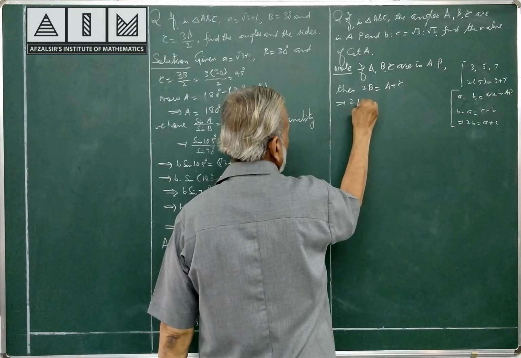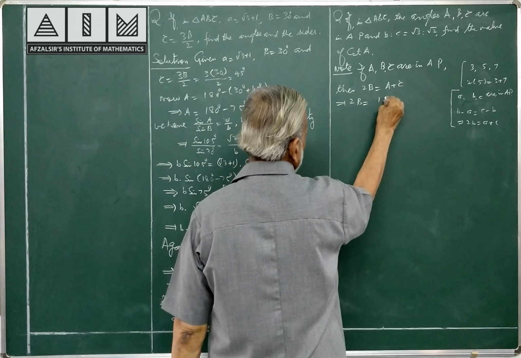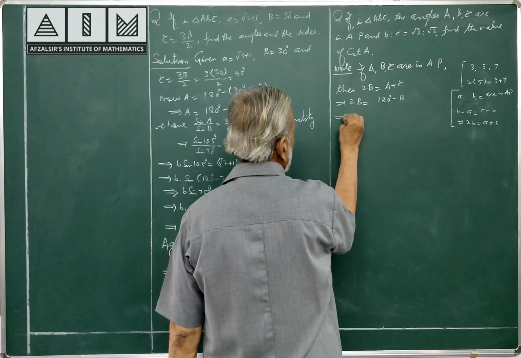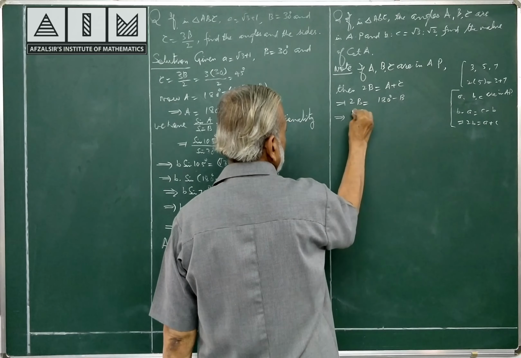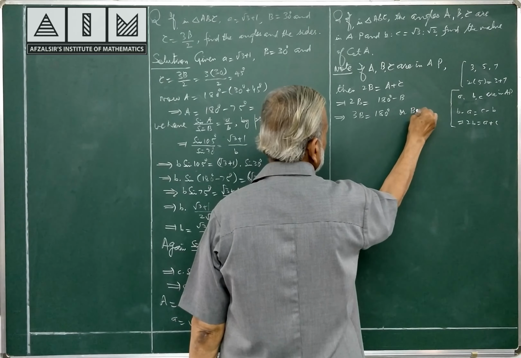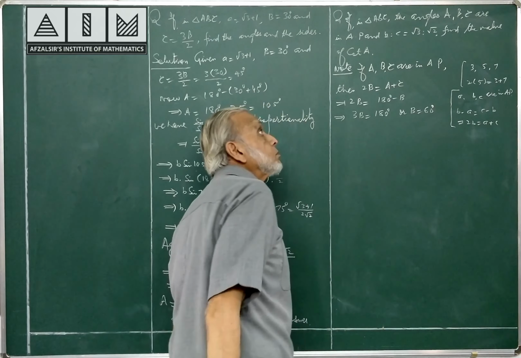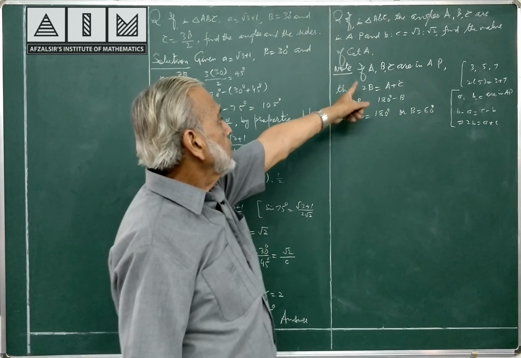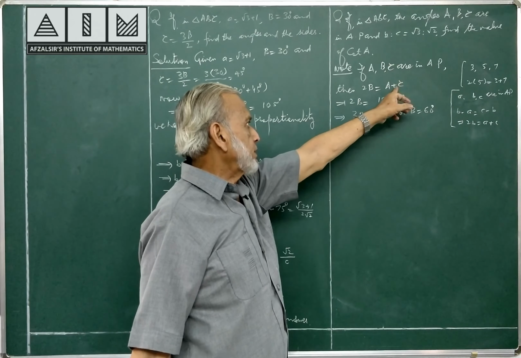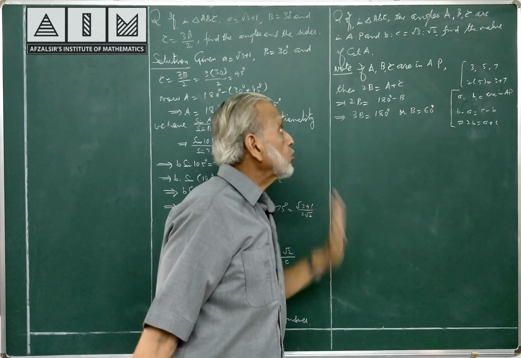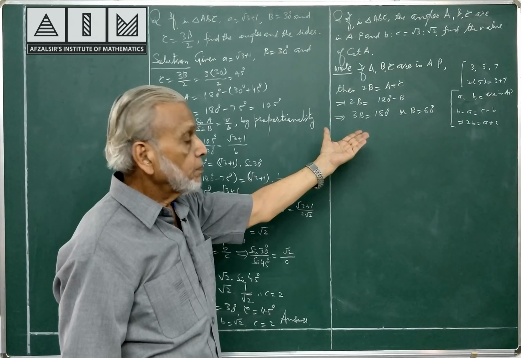Proceeding. A plus C is 180 minus B. This B is shifted here, 3B is equal to 180 degrees, or B is equal to 60 degrees. A, B, C are in AP, 2B is equal to A plus C is 180 minus B, 3B is equal to 180, so B is equal to 60 degrees we have found out. I am proceeding.